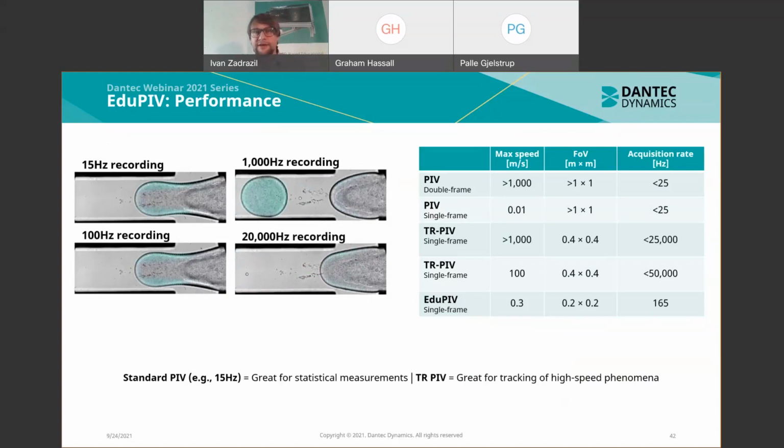So the main difference between standard PIV and high-speed PIV is that standard PIV is really great for statistics measurements, and the reason is that we can acquire for a very long period of time to give statistically convergent data. However, TRPIV is great, on the other hand, for tracking of high-speed phenomena. But it's not so great for statistics because we cannot acquire for a very long period of time, because the amount of data generated is very large.